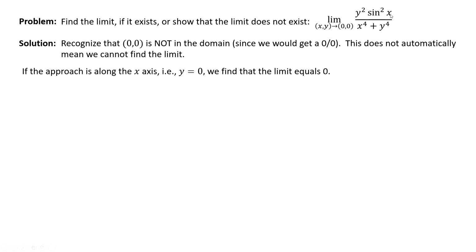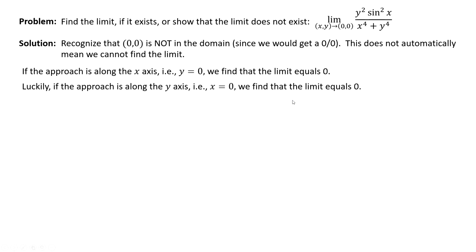If we plug x equals 0, the top becomes 0 and the bottom becomes y to the 4. So we have 0 over y to the 4, and we are saying y will approach 0. So that means 0 over y to the 4. That limit is also equal to 0. Absolutely no questions about this, right? If the approach is along the way, we find the limit equals 0.